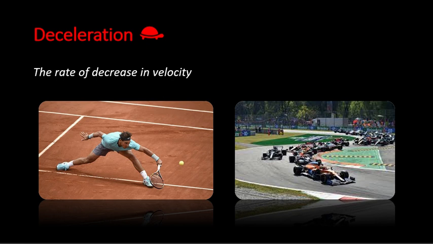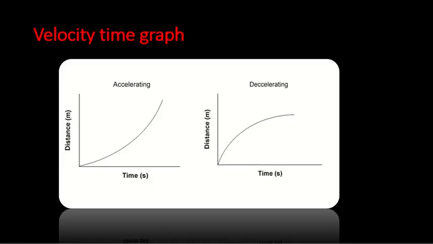And then acceleration and deceleration can be shown in velocity time graphs. As shown here, they are a curved line going either up or plateauing to a constant speed or to stationary.